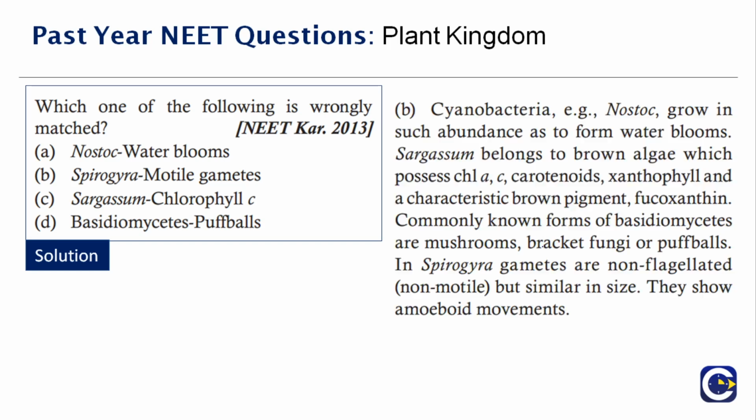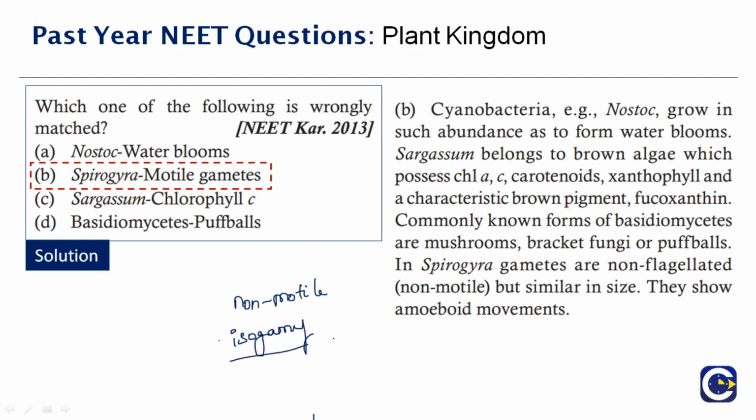The correct answer to this question is option B. Spirogyra does not have motile gametes. We so far saw in the earlier questions that they are non-flagellated. That is, they are non-motile. Okay, they are non-motile and they are isogamous in nature. They possess the isogamy nature. So that is why Spirogyra has motile gametes means it is wrong. They are non-flagellated in nature. Therefore, which one of the four is wrong? If you see, it is option B, which is wrong.